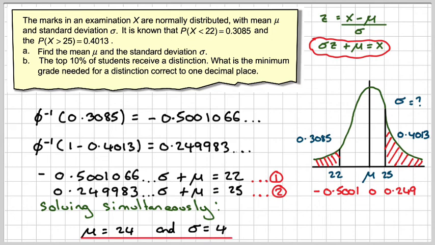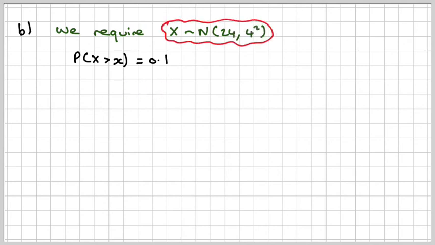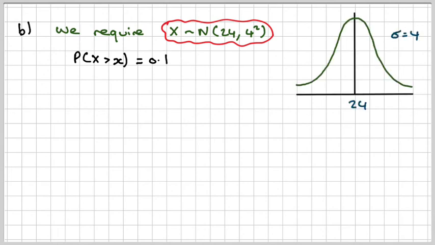Then it says the top 10% of students receive a distinction. We want to find the grade that we need to get that. So we want the probability that x is greater than some value x is 0.1. And we now know the distribution has a mean of 24 and a standard deviation of 4. I always like to draw a diagram. So what we want is this value here that gives this top area as 0.1.